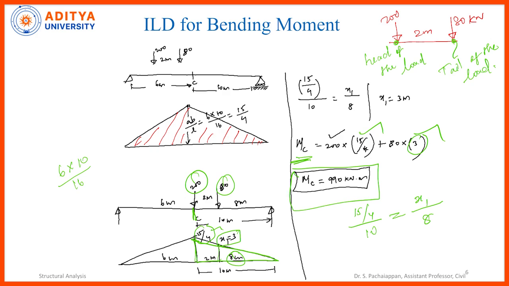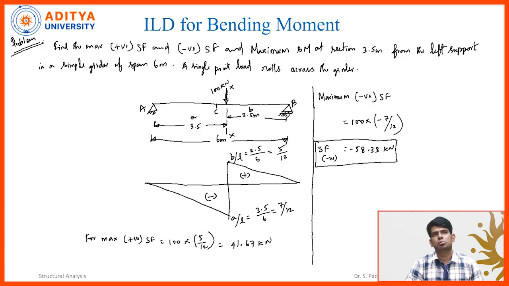In addition to that, for better understanding, we will take another example. You see here, find the maximum positive shear force, the negative shear force, and then the maximum bending moment at section 3.5 meters from the left support. So this is how the problem will be asked in the examination.